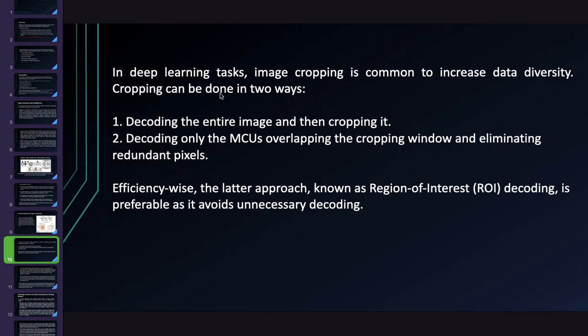In deep learning tasks, image cropping is common to increase data diversity. Cropping can be done in two ways. First, decoding the entire image and then cropping it. Second, decoding only the MCUs overlapping the cropping window and eliminating redundant pixels. Efficiency-wise, the second approach, known as region of interest (ROI) decoding, is preferable as it avoids unnecessary decoding.